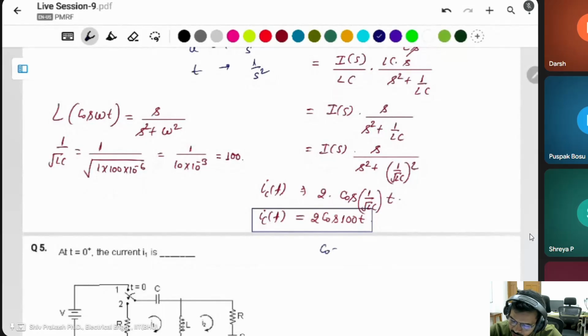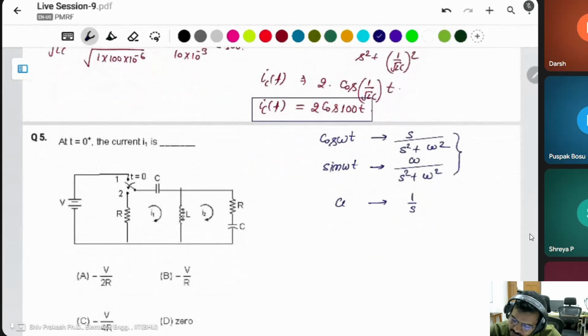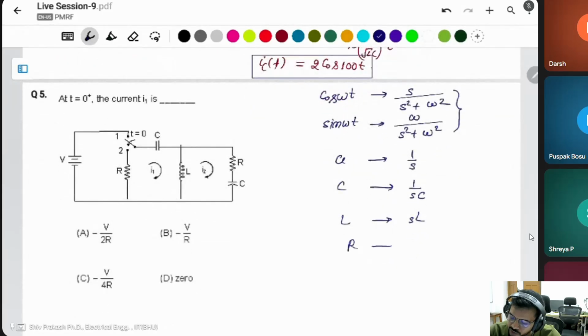Cos omega t is S divided by S square plus omega square, and sin omega t is omega divided by S square plus omega square, and constant is 1 by s. Capacitor replaced by 1 by SC. Inductor replaced by SL. Resistor has no frequency, resistor is the same resistor.